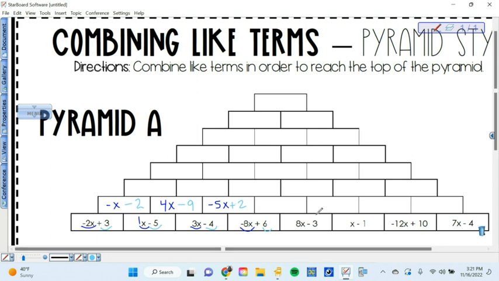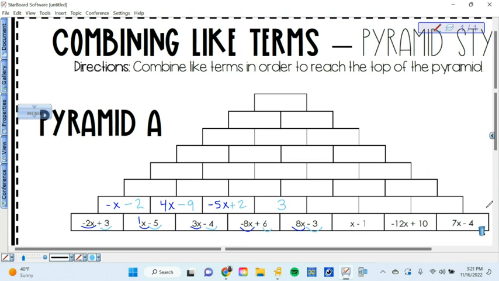Okay, we'll do one more together. I got negative 8x plus 6 and 8x minus 3. What are my like terms? Good. What do I get when I combine negative 8x and 8x? 0, right? So you can write 0, but you don't really have to. And then what's 6 and negative 3? Positive 3, right? So I just write 3 there. Okay, and then you keep going.